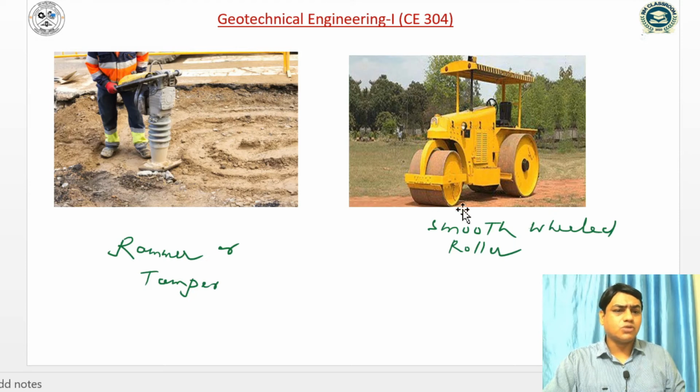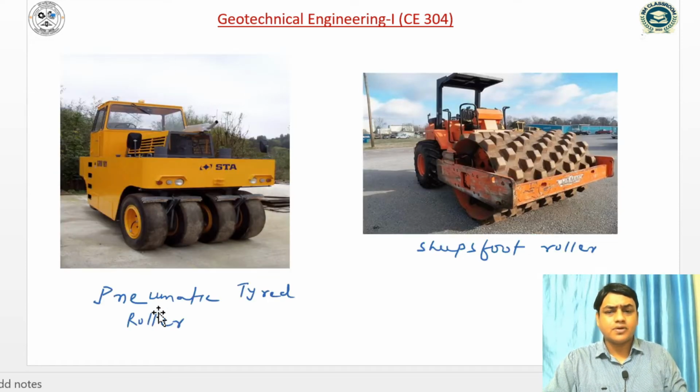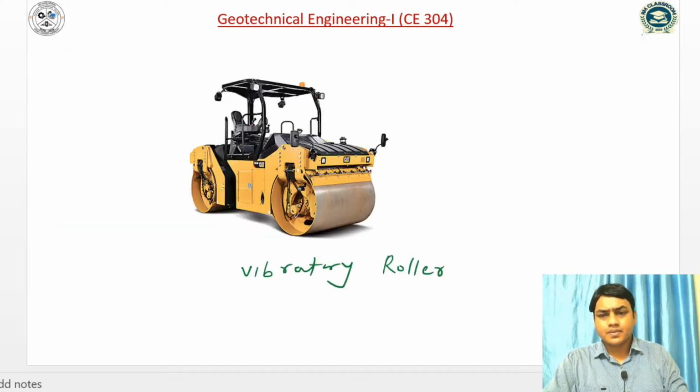Similarly, this is the smooth wheel roller, and another type of roller we can see is the pneumatic tyred roller, also named the rubber wheel roller. And this is the sheep's foot roller. Due to the kneading action, this type of roller is very much suitable for cohesive soil. And this is the vibratory roller.